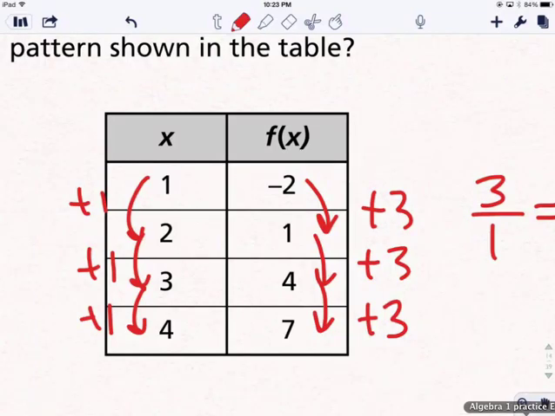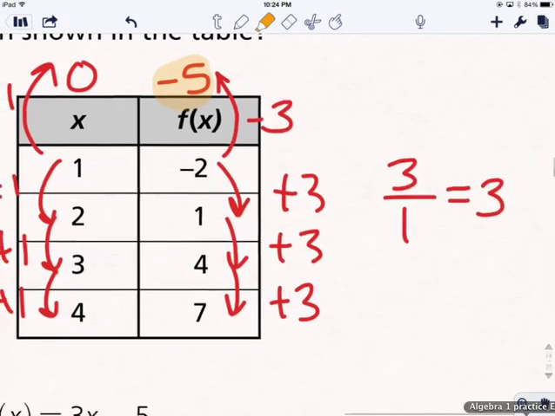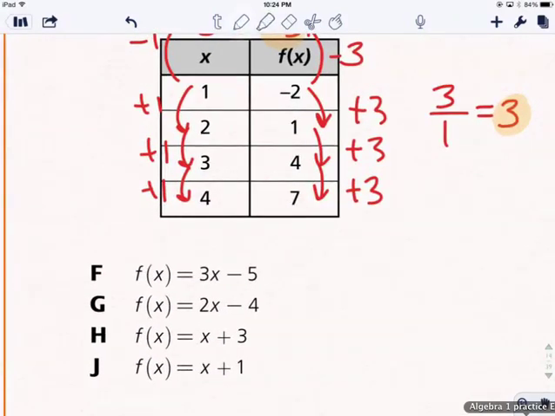In order to find the y-intercept of our function, we need to know if x is 0, what is the value of the function. So we need to go backwards 1 for x, and that means we need to go backwards 3. So we need to subtract 3. So that means that negative 2 minus 3 is negative 5. So the y-intercept is negative 5, and the slope is 3. So which function does that for us? It looks like it's going to be answer choice F.